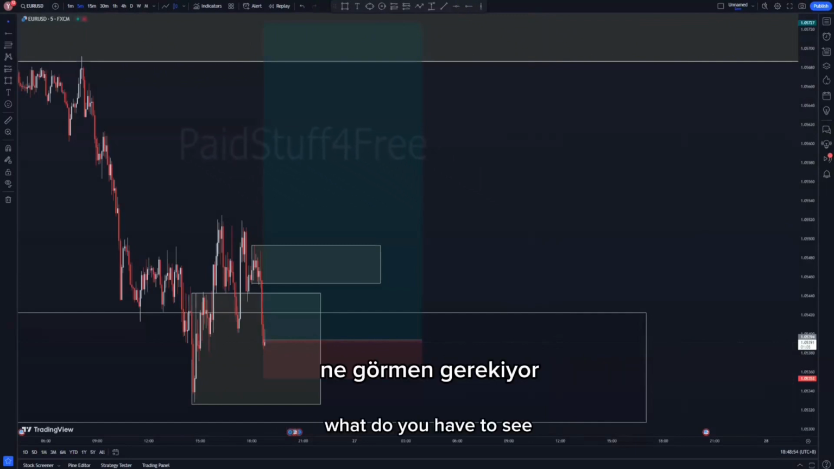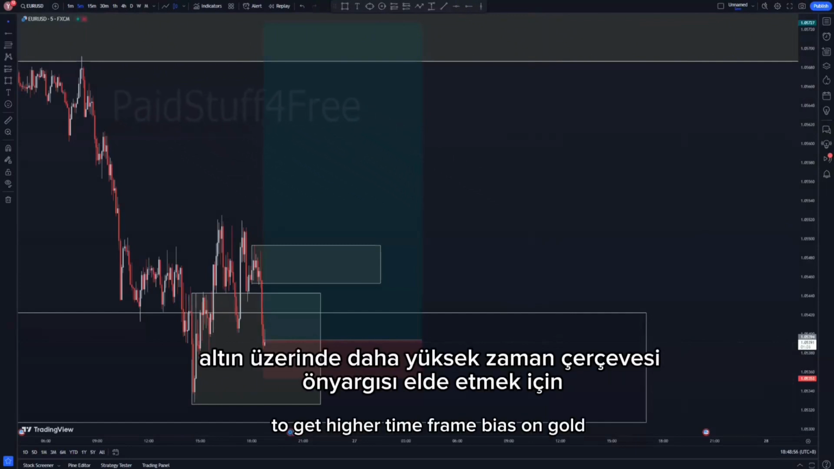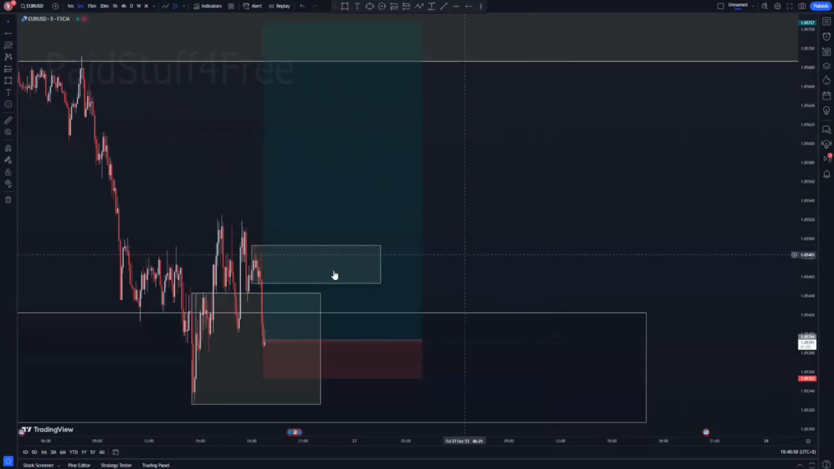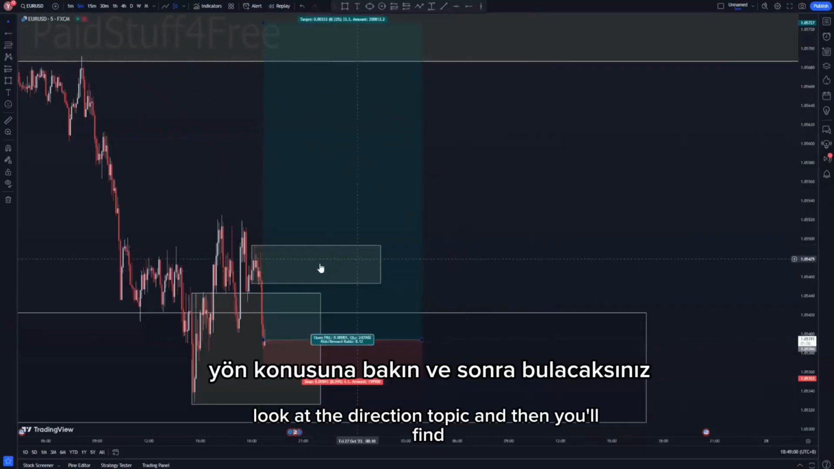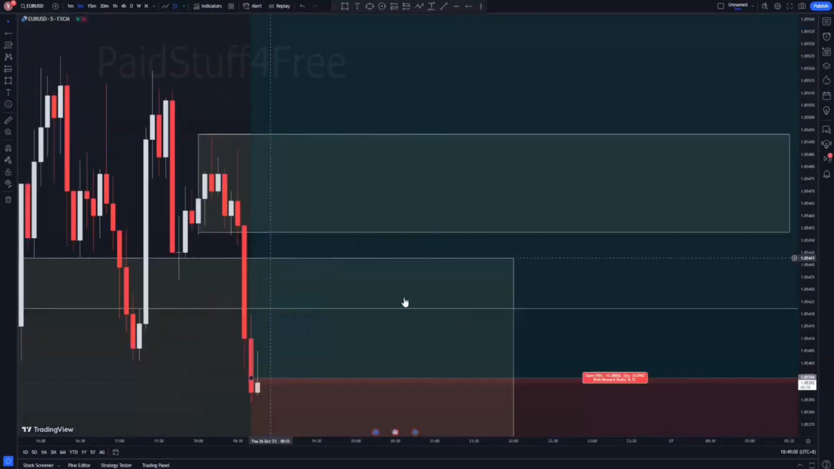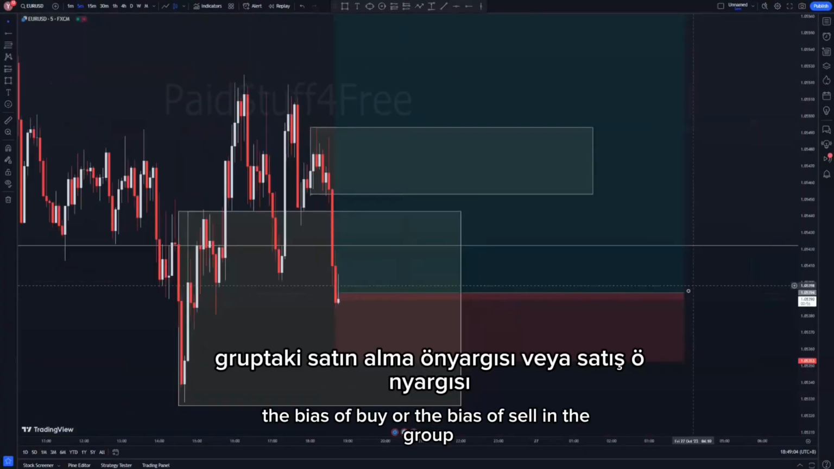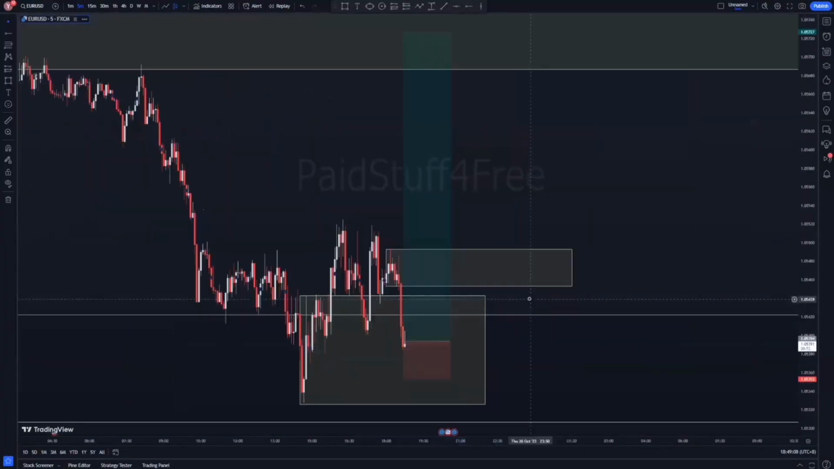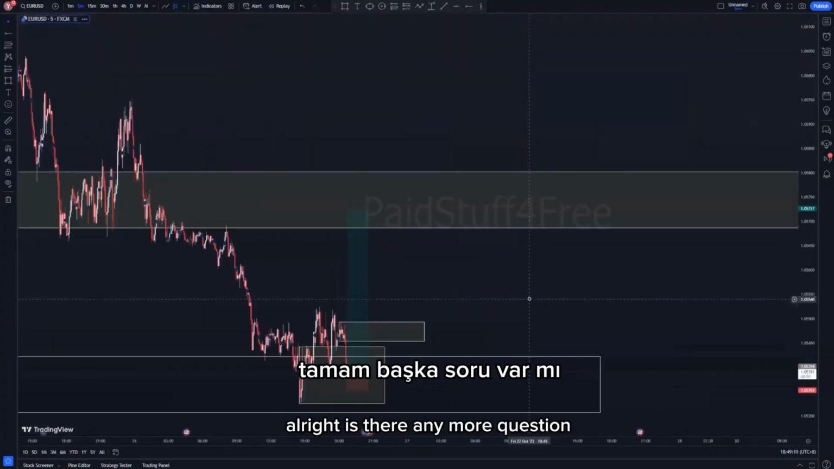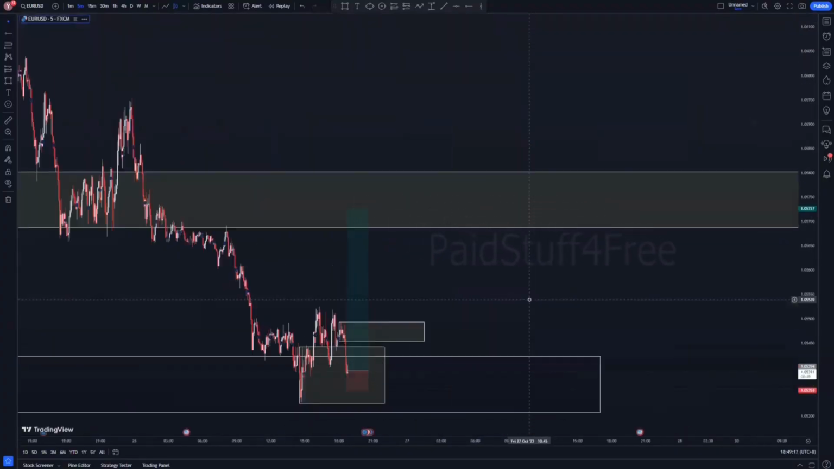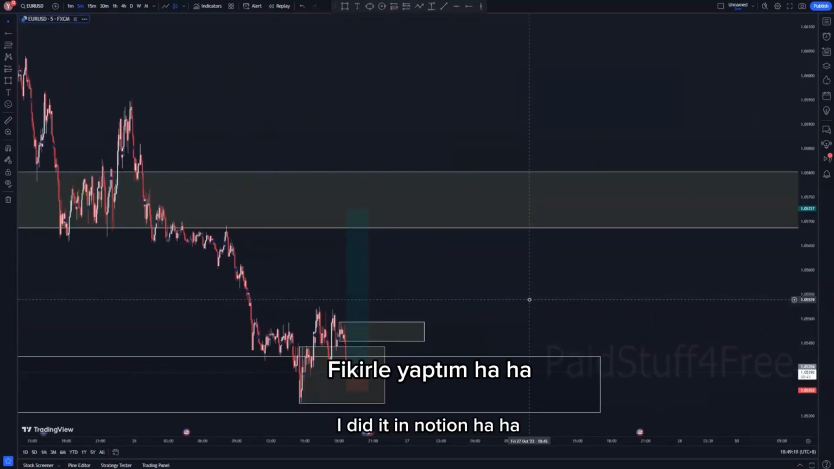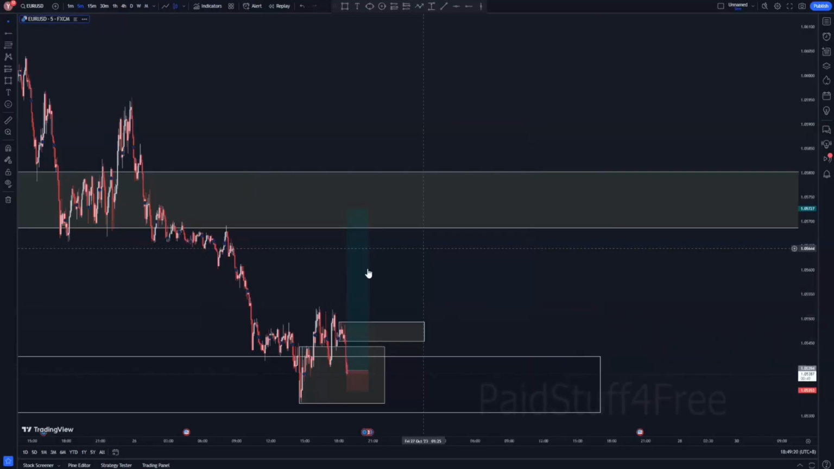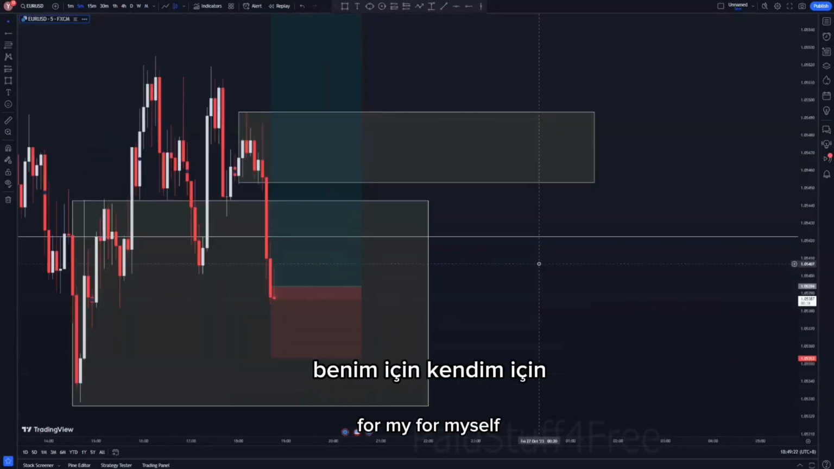What do you have to see to get higher time frame bias on gold? Look at the direction topic, and then you'll find how to see the bias of buy or the bias of sell on gold. Right? Is there any more question? Yes, I did it in Notion, for myself.